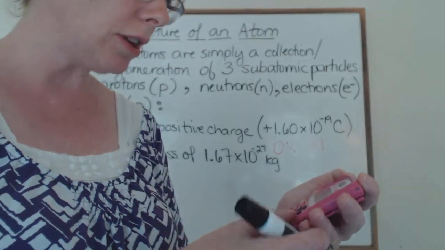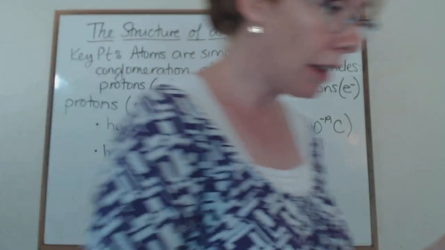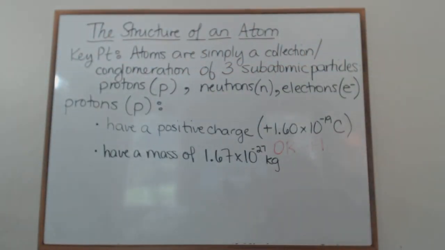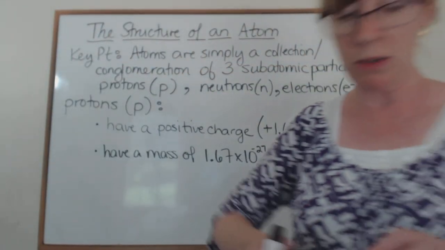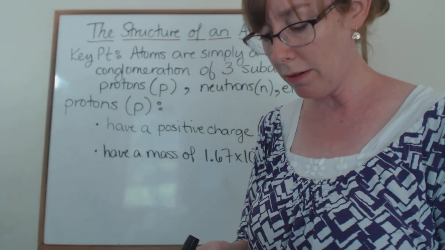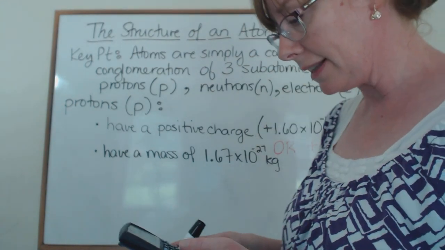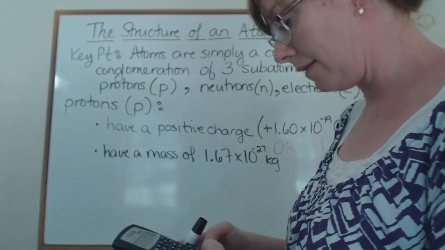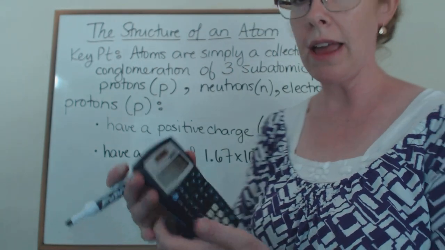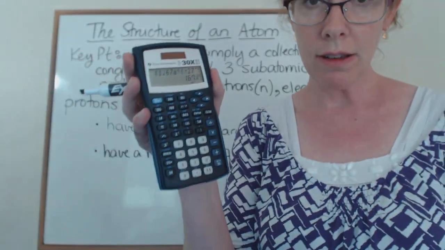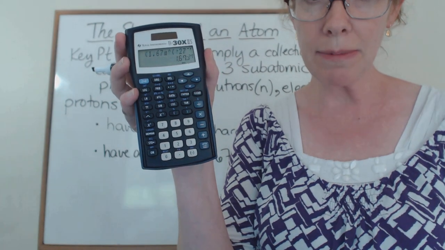Oh, for Pete's sake, I'm struggling. Hold on. This calculator is doing something a little strange. Let me grab the other one. I was doing that before too. I don't know if I have a weird thing. Let me try that again. 1.67 times 10 to the negative 27th, enter. Okay, my calculator is accepting the entry.